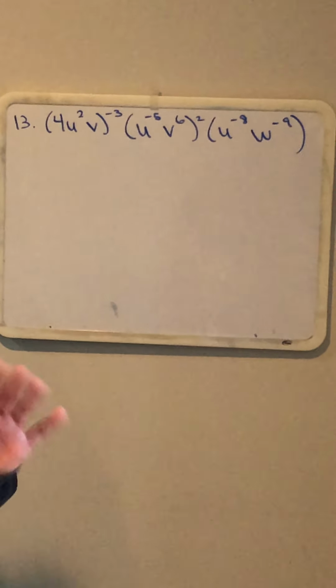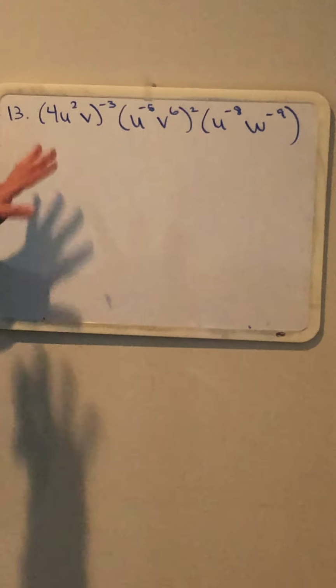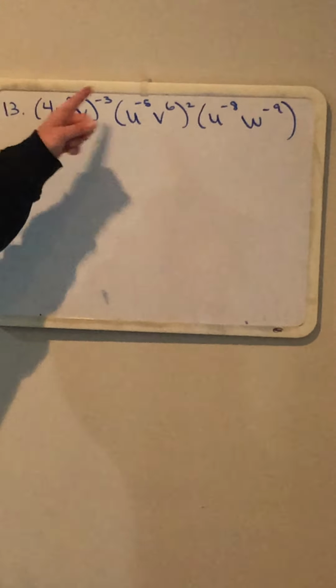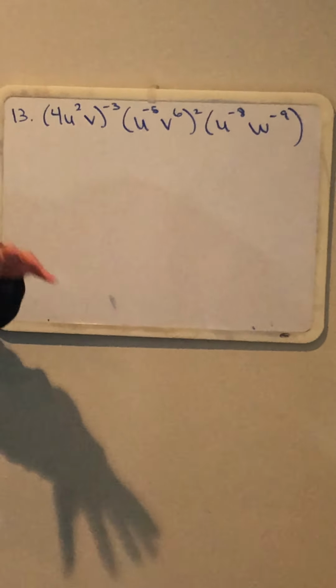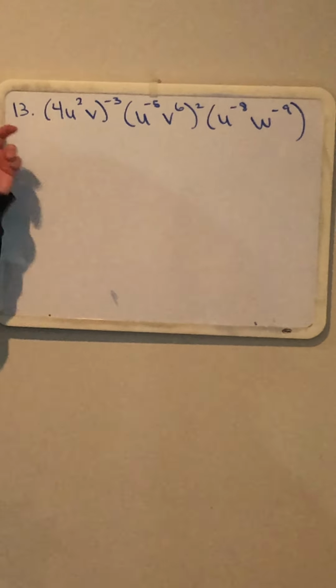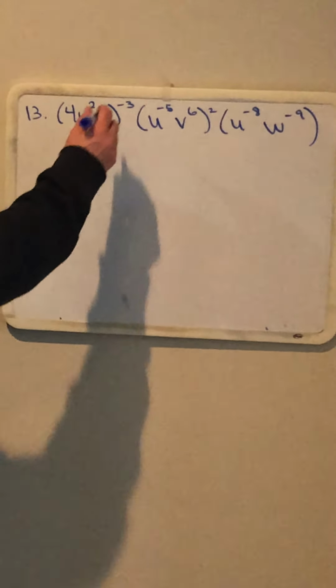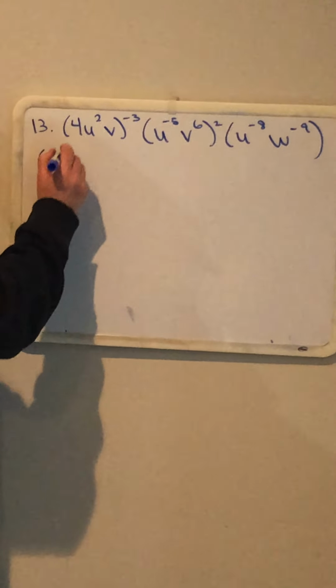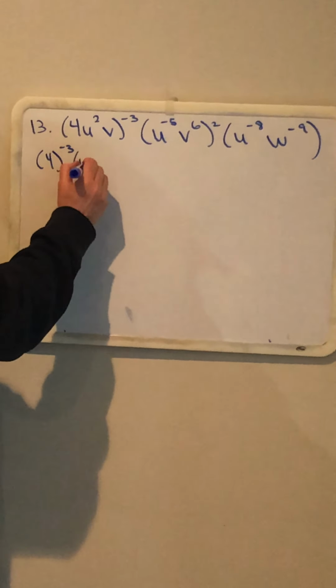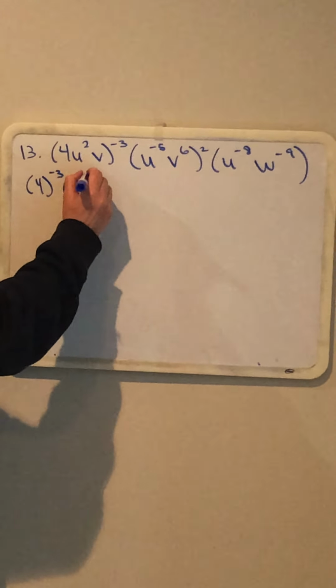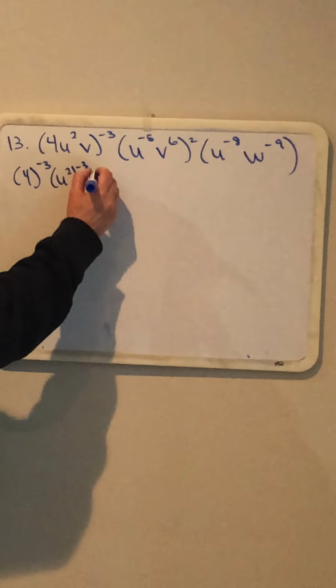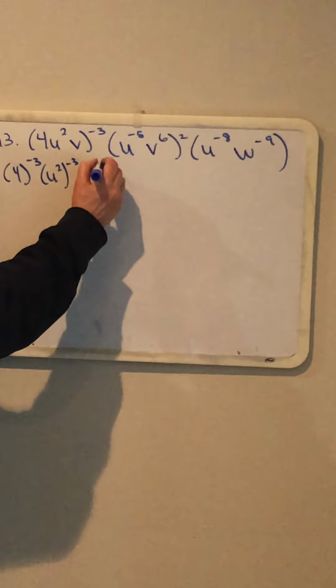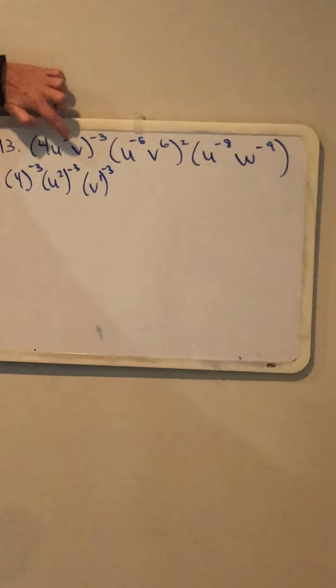So when I take a look at this question, while it would be nice to move all the negative powers around, I have outer powers, so it's easier for me just to distribute those first, especially because the numbers aren't that big. So for this one, this becomes 4 to the negative 3rd, u to the 2nd to the negative 3rd, and then v to the first to the negative third. Because remember, when there's no power written, it's automatically a 1.